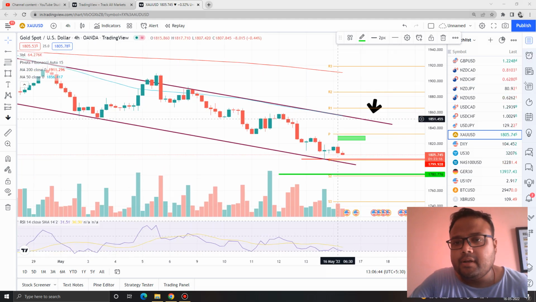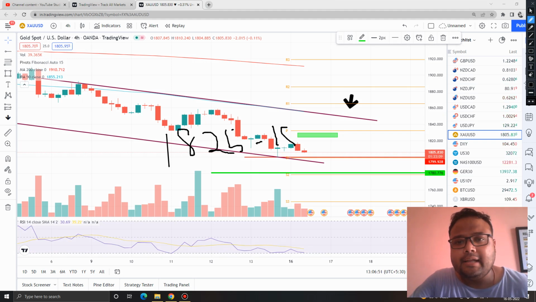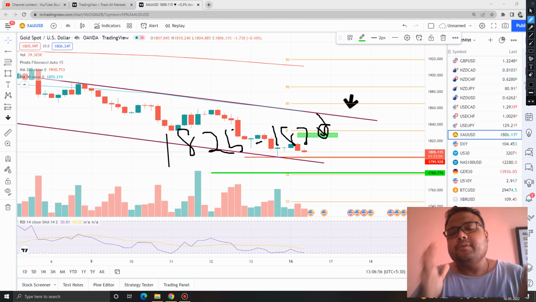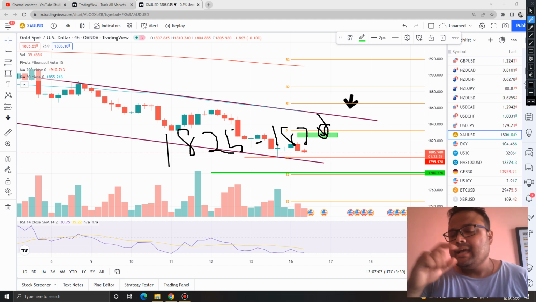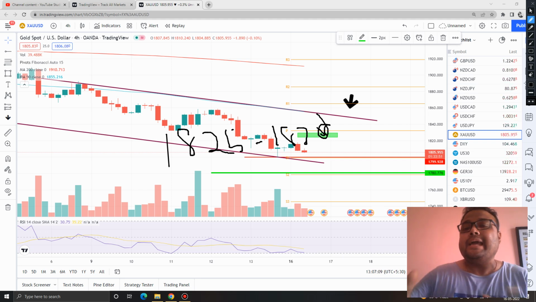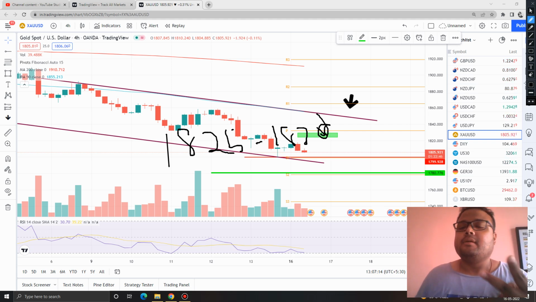Before the 1840 level, we have another resistance around 1825 to 1830, but again this is not a very strong level for reversal. If you are someone who is looking for reliable levels, for a safe entry on the chart of gold, then you can take a buy position at 1780 if the market bounces, and you can go for a sell position at around 1840 if the market reverses. These are the only two levels that look reliable on the chart right now.